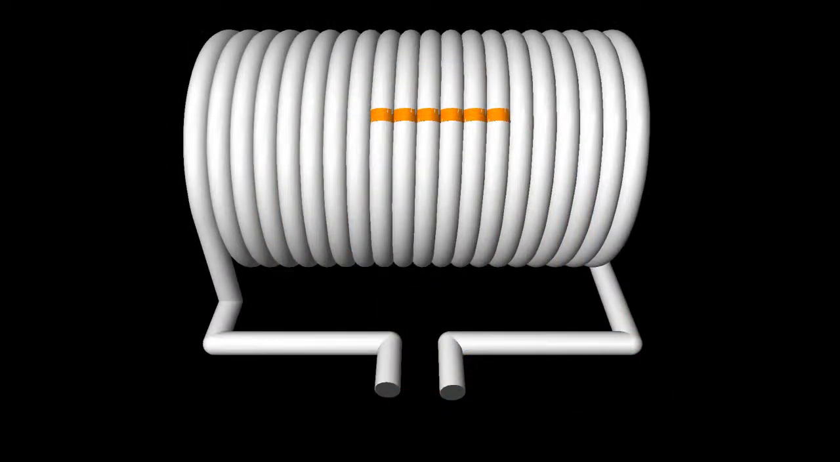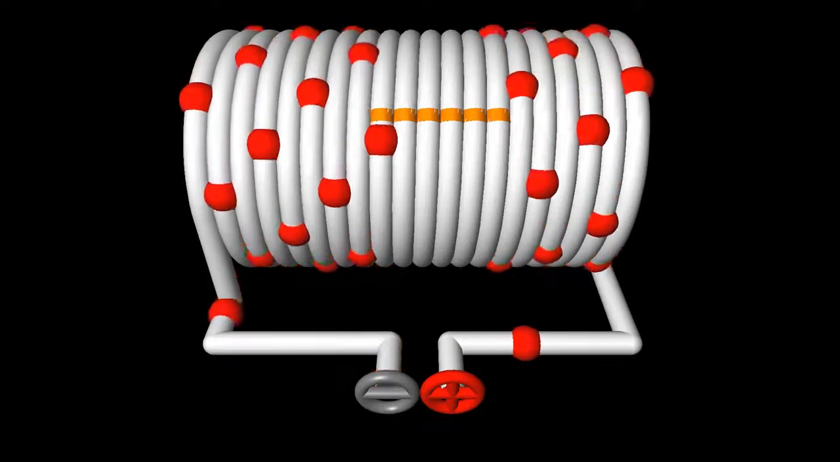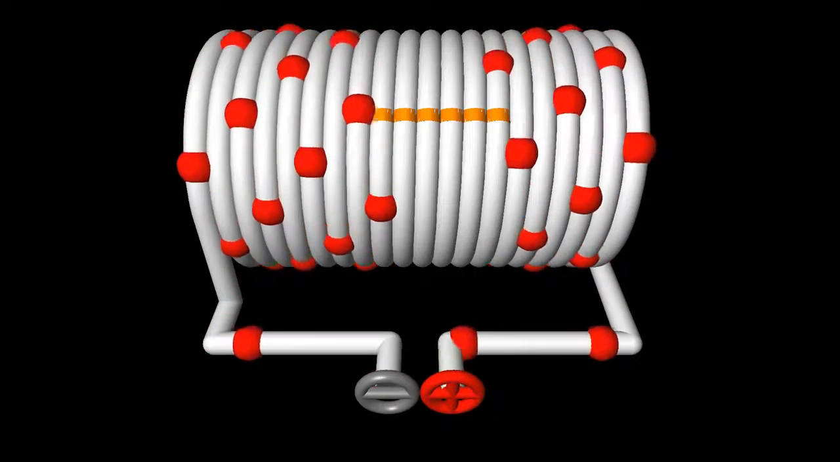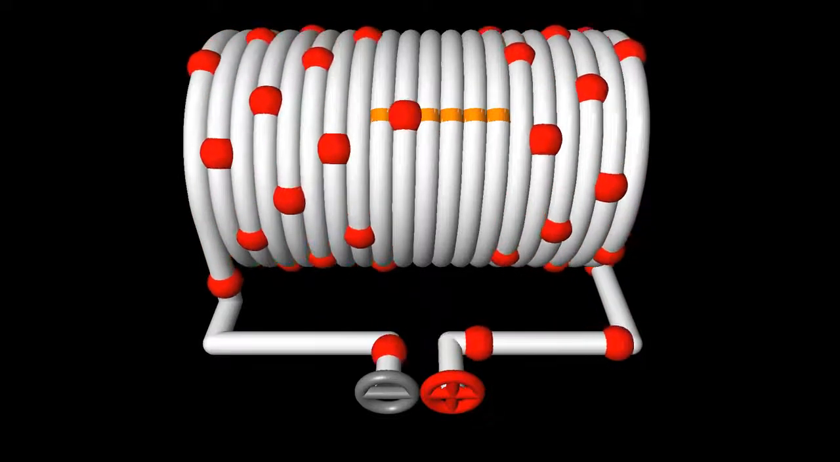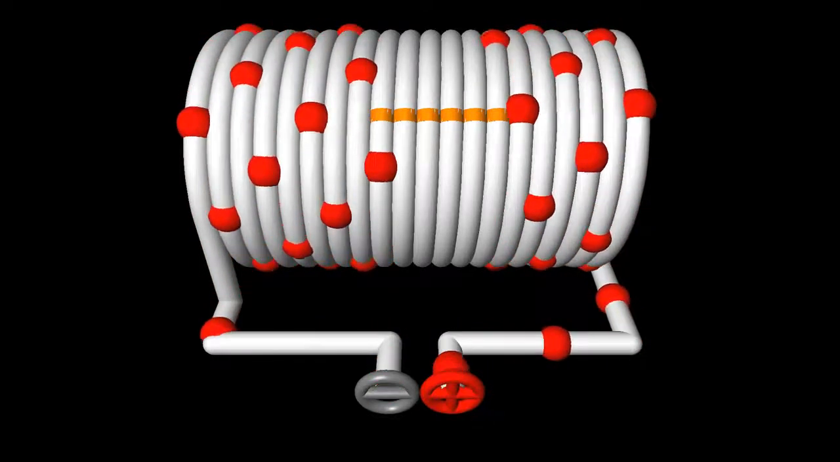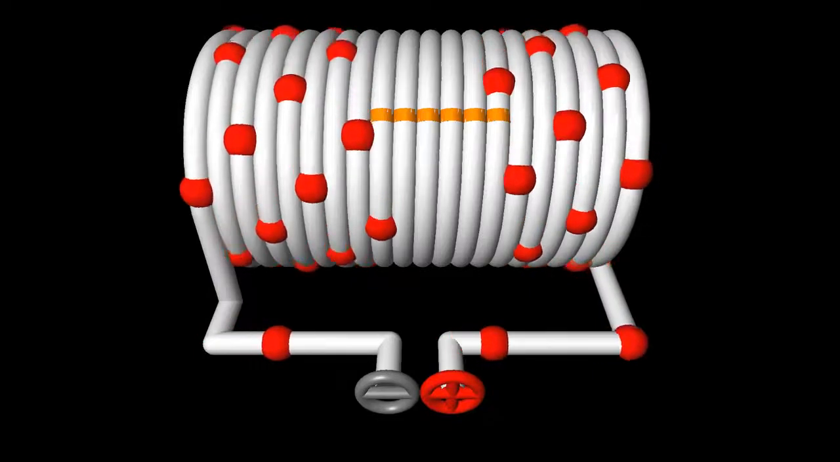Damage to the insulation may reduce the strength of the magnetic field, since the electrical flow might skip one or more windings. This type of damage in an electromagnet is known as a turn-to-turn fault.